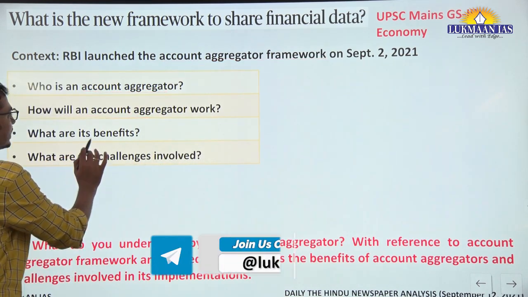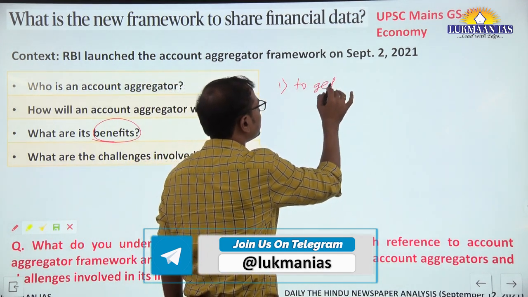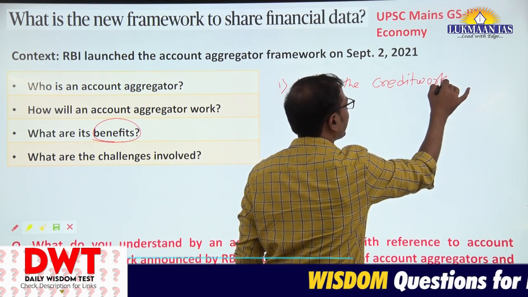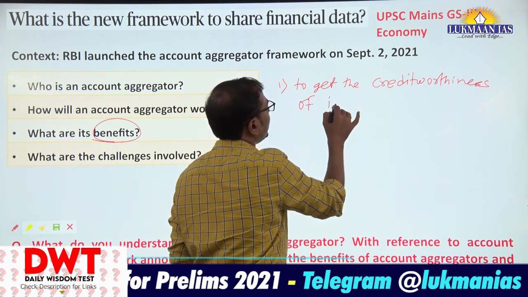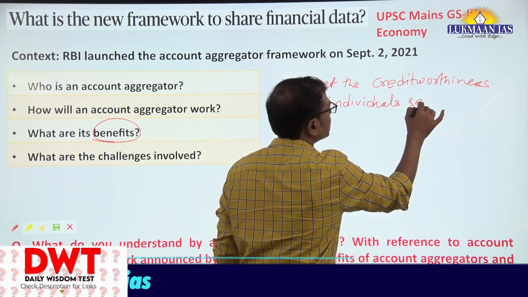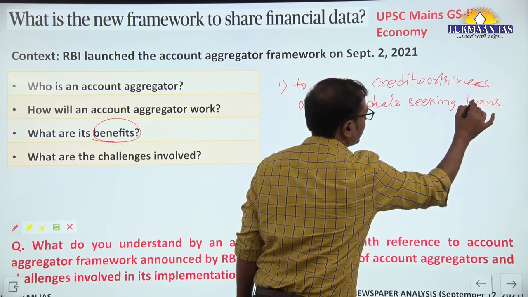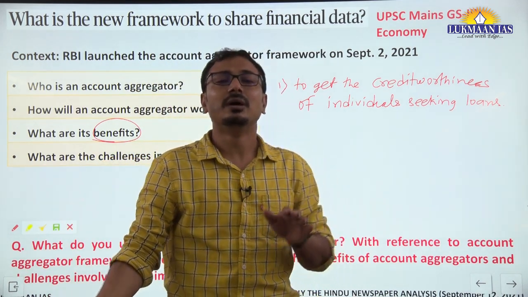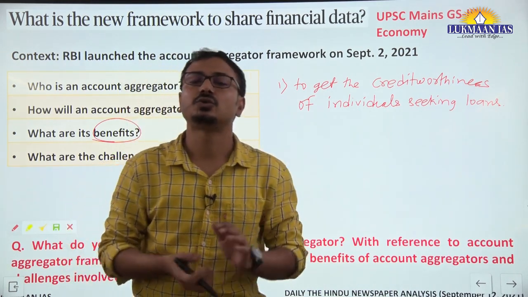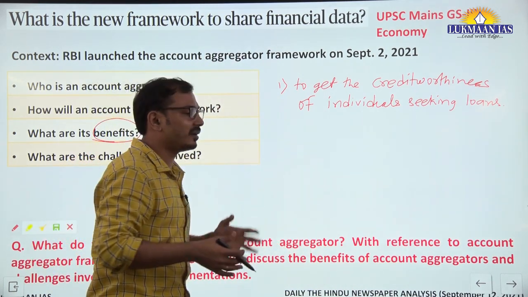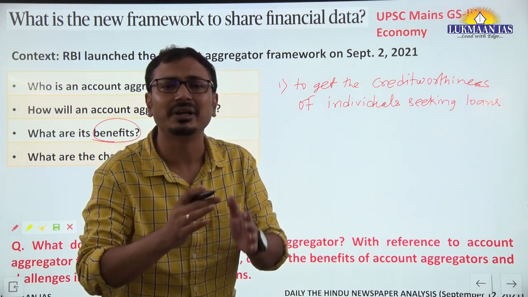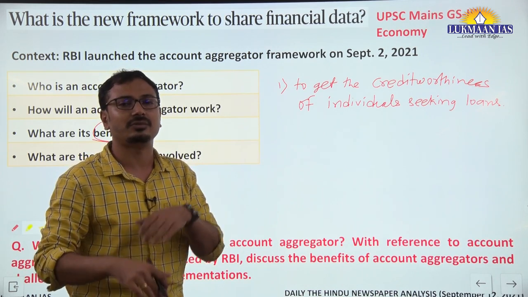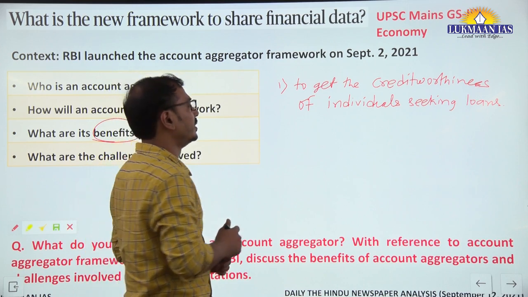Now what are the benefits? First thing is that we get the creditworthiness of individuals seeking loans, credit from the banks or financial institutions. Up till now, creditworthiness was decided from the PAN accounts, or we can say there were many credit score rating agencies who came up with a credit score of an individual, but that was on the basis of limited information. Because of that, the actual picture of the creditworthiness of that individual was not known. So this will improve that aspect.